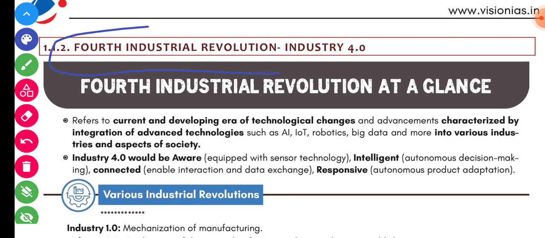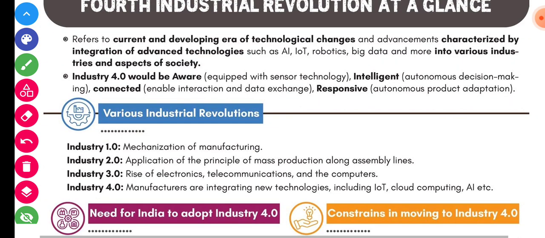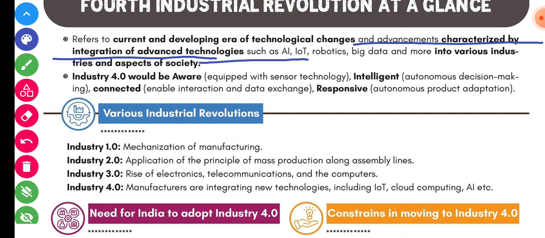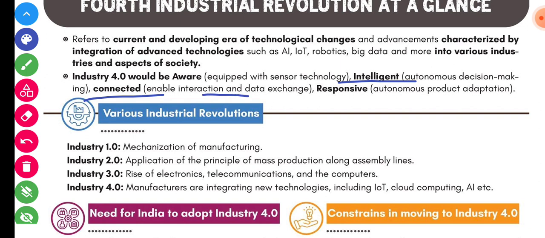And next is the fourth industrial revolution, that is Industry 4.0. What is Industry 4.0? It refers to the current and developing era of technological change, the 21st century industrial revolution, characterized by the integration of advanced technologies such as artificial intelligence, internet of things, robotics, machine learning, big data, and more into various industries and aspects of society. Industry 4.0 would be aware, equipped with sensor technology; intelligent, that is autonomous decision making; connected, enabling interaction and data exchange; and responsive, that is autonomous product adaptation.